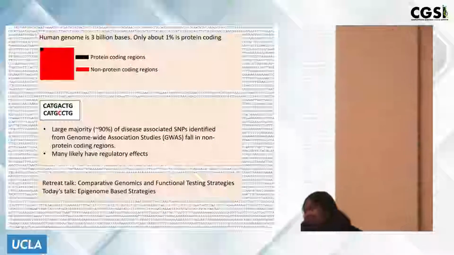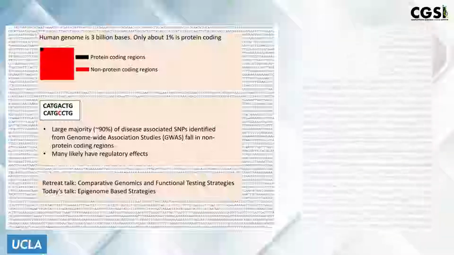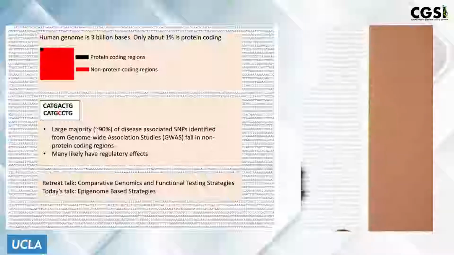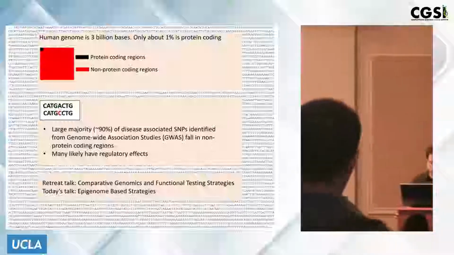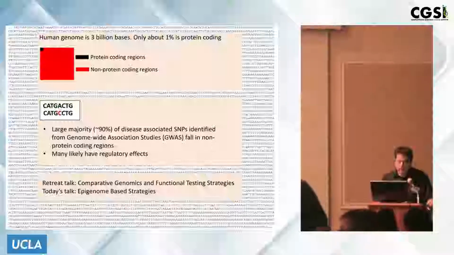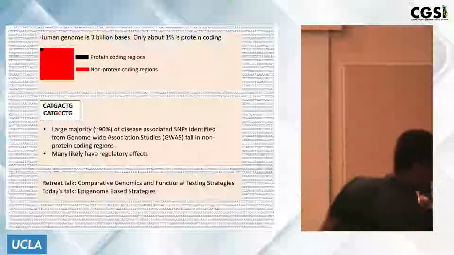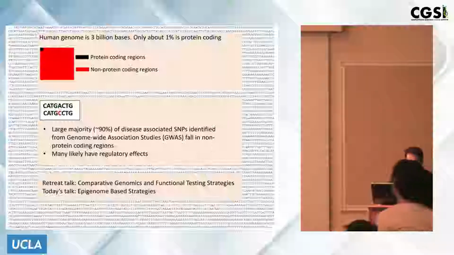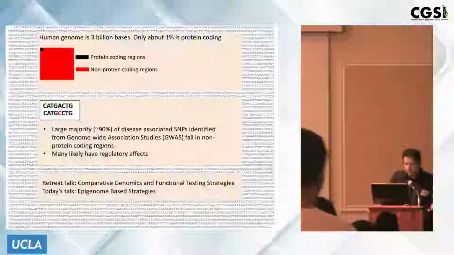So this is a small fraction, a portion of the human genome. This diagram shows that the vast majority, about 99% of the genome, is not coding for proteins. And that's relatively poorly understood compared to the protein coding regions. And there's a lot of interest in understanding these regions of the genome.